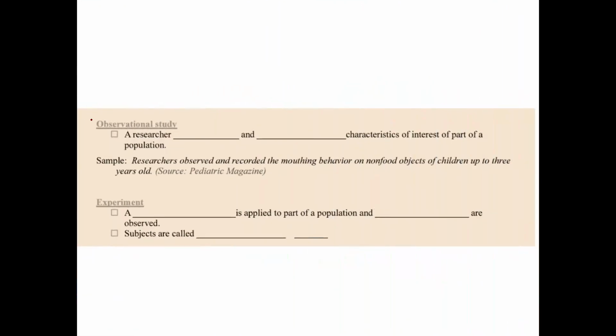All right, so number 1 is an observational study. It's when the researcher observes and measures the characteristics of interest of a part of the population. For example, researchers observed and recorded the mouthing behaviors of non-food objects of children up to 3 years old. Like they sat there, they watched the little kids, 1, 2, and 3, to see what they're going to do with toys and non-food objects. Most little babies and kids will probably just take it and shake it or put it in their mouth and bite on it or something.